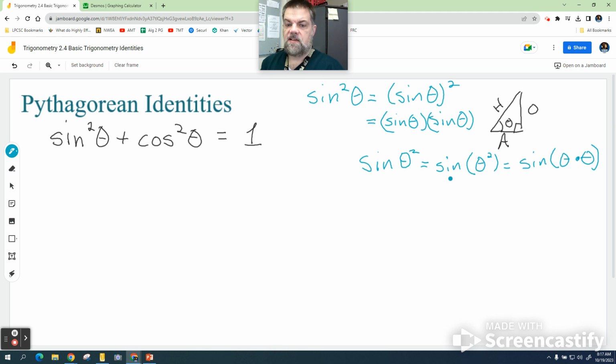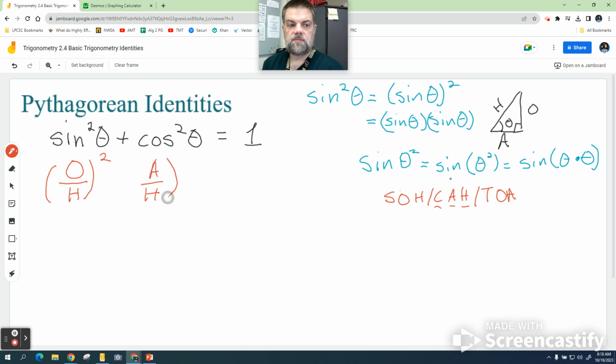Well, what is sine? Well, if we go back and we look at SOHCAHTOA, sine is the opposite over the hypotenuse, isn't it? But we're going to square that. What's cosine? Well, cosine is the adjacent over the hypotenuse. So we're going to square that. And we say that that equals 1.